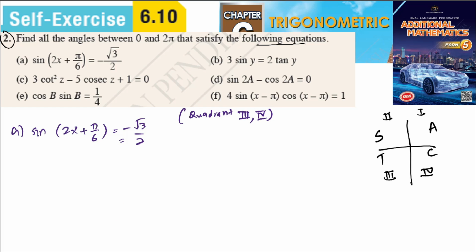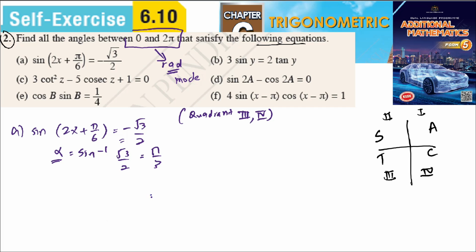Alright, that's the first thing. Now we can get the reference angle. The reference angle is equal to sine inverse of root 3 over 2. We don't take the negative, because negative represents the quadrant, and this is the reference angle. If you are using radian mode, when you key in sine inverse root 3 over 2, you are going to get pi over 3.